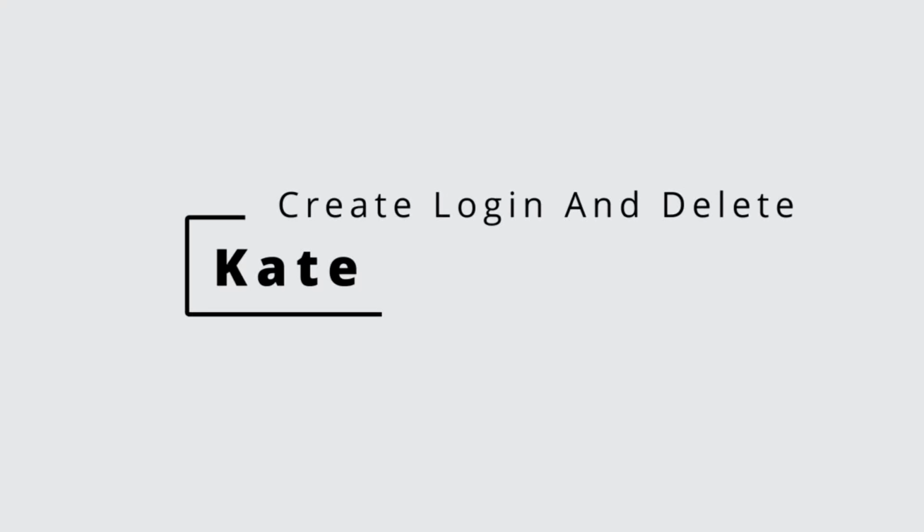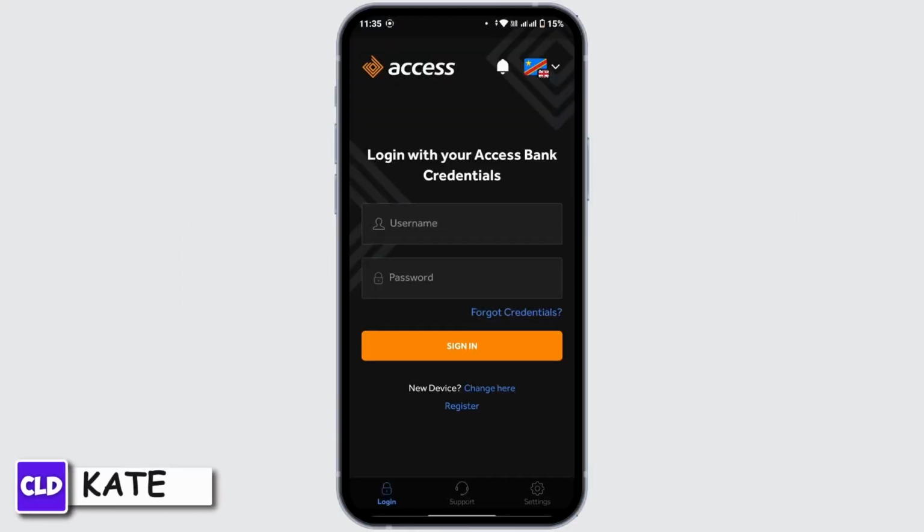Check Axis Bank account number on phone. So without any further ado, let's get started. One of the easiest ways to check your Axis Bank account number is by using the USSD code. To do this, you have to follow some instructions.